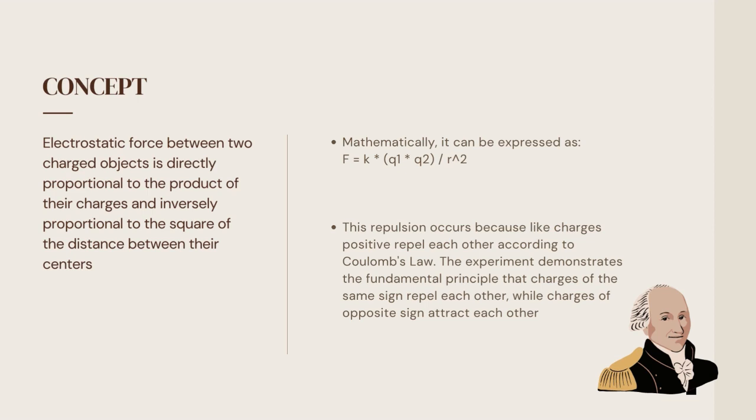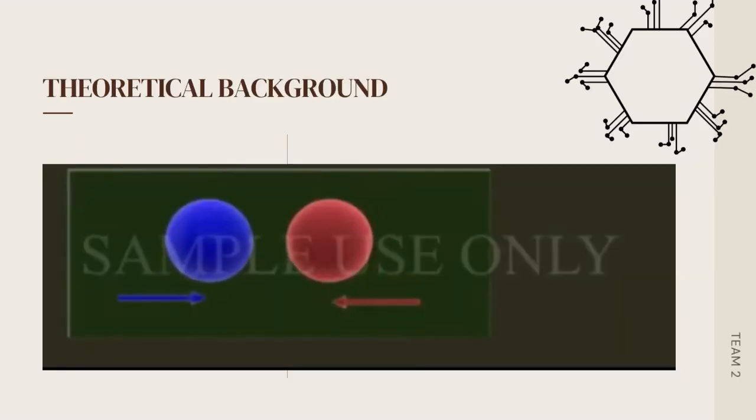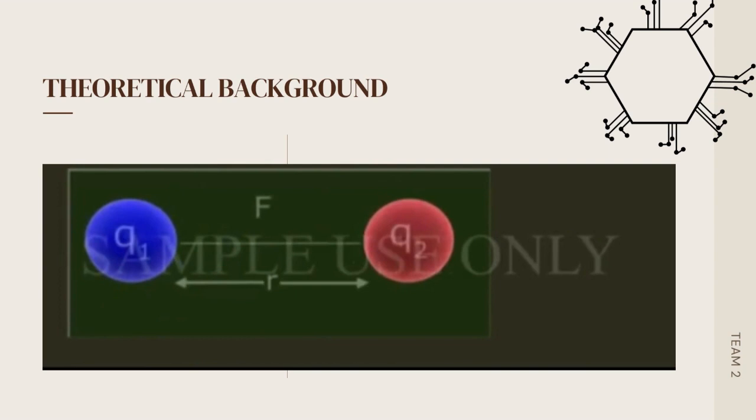Next, I will be talking about the concept of Coulomb's law. Coulomb's law is a fundamental principle in physics that describes the electrostatic interaction between charged particles. It quantifies the force between two charged objects based on their charges and the distance between them. This repulsion occurs because like charges repel each other according to Coulomb's law. The experiments demonstrate the fundamental principle that charges of the same sign repel each other, while charges of opposite signs attract each other.